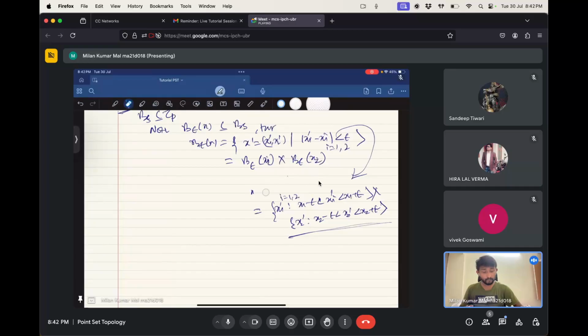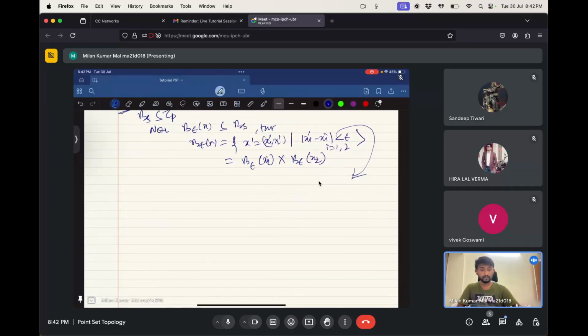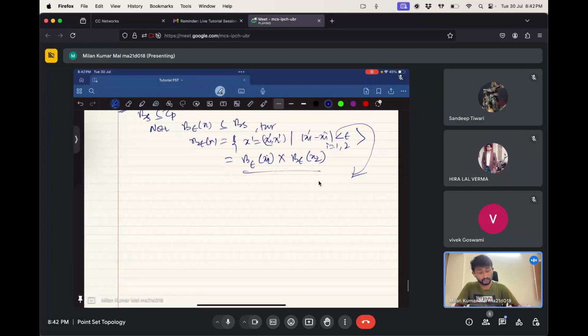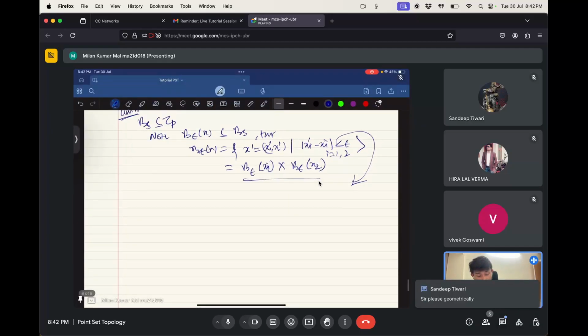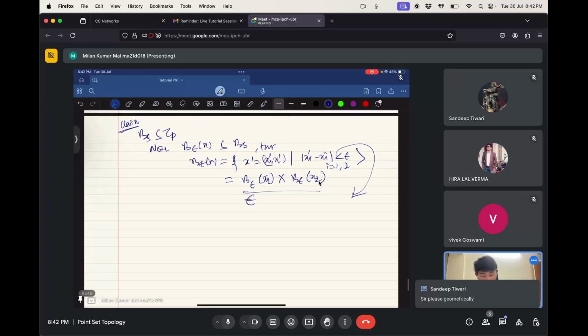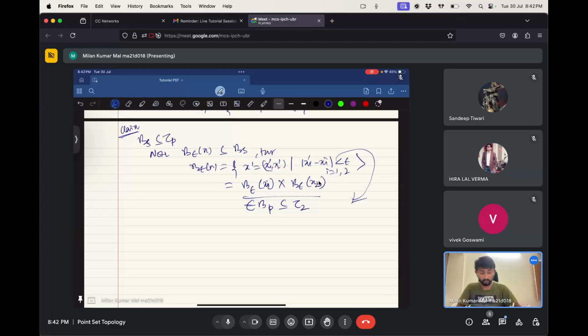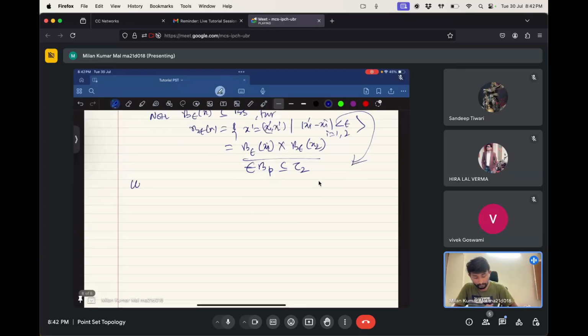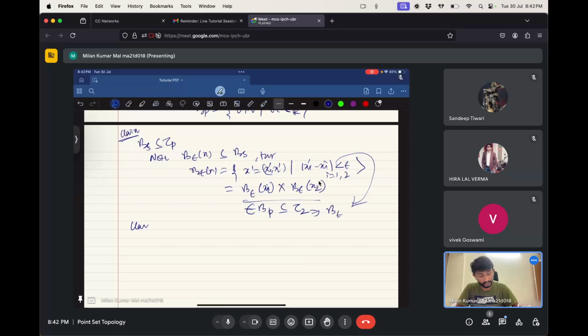Okay, if there is any problem with this, you can tell me right now, or if there is a problem, I can discuss it in the next class. So these two are clear. Now that means this is contained in the basis of the product topology, and that is contained in tau 2. This is clear. So that means that Bs, the basis of the standard topology, is contained in tau p, right? This is the tau p.